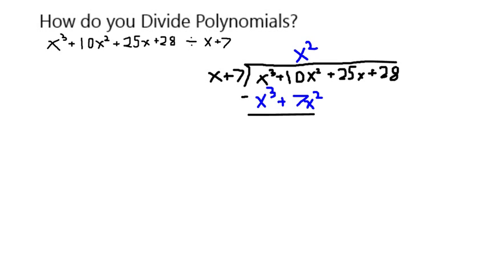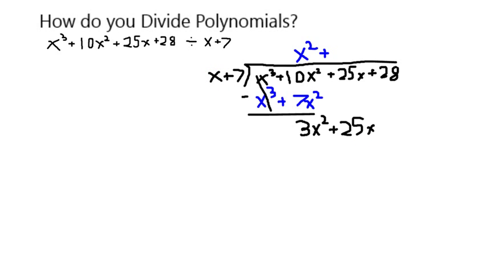So the x cubes, like I said, are going to cancel. And 10x squared minus 7x squared leaves me with a 3x squared. And I'm going to bring down my next term, which in this case is going to be a 25x. Now, again, I want to see how many times x plus 7 goes into 3x squared plus 25x.